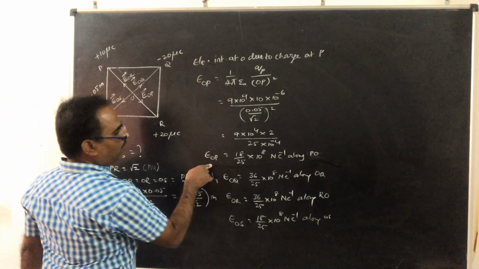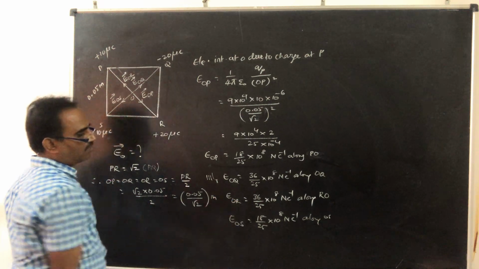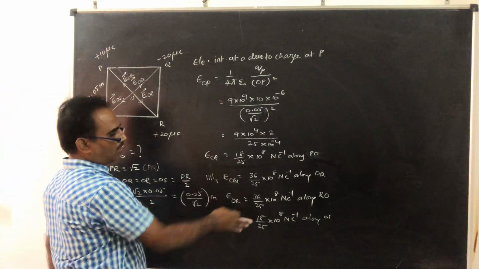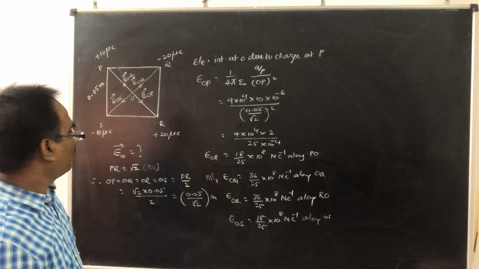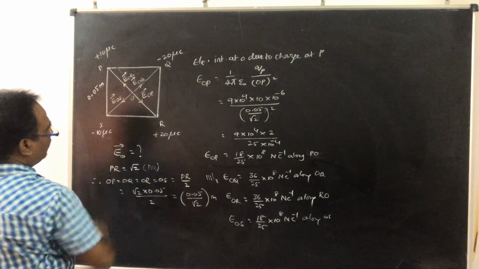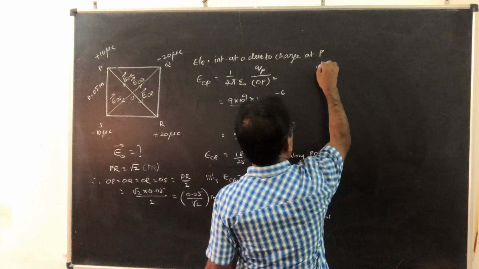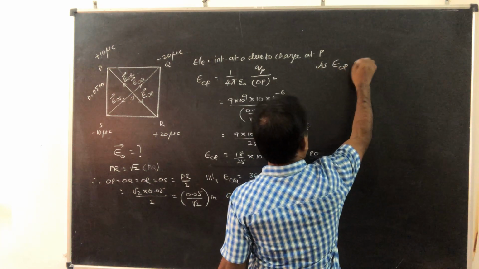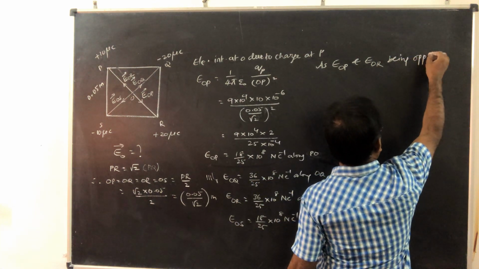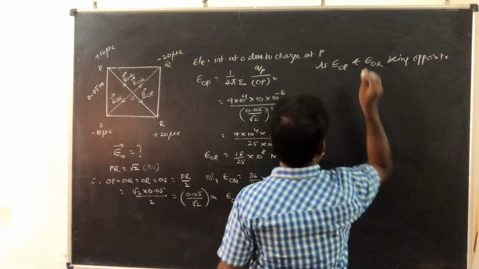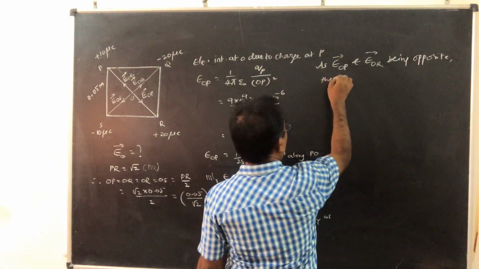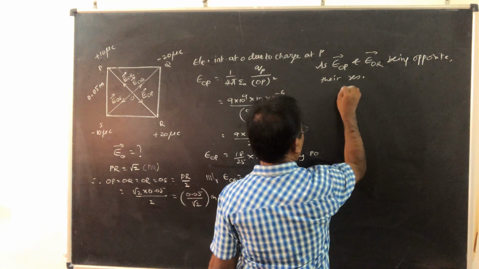So I calculated one field, by approximation I found the other fields. Just by estimation I found the other fields. Next here I will find the resultant of this EOP and EOR. As EOP and EOR are opposite, as these two fields are opposite, they result in E1.